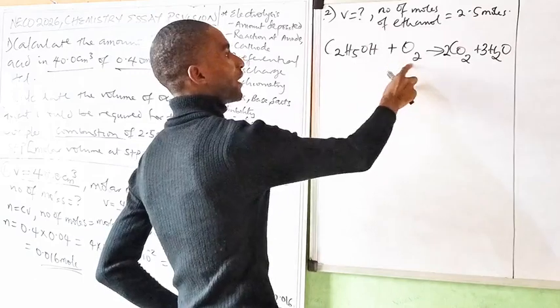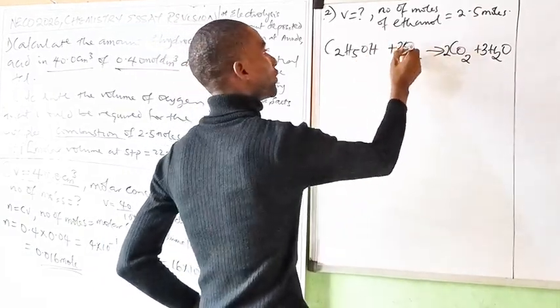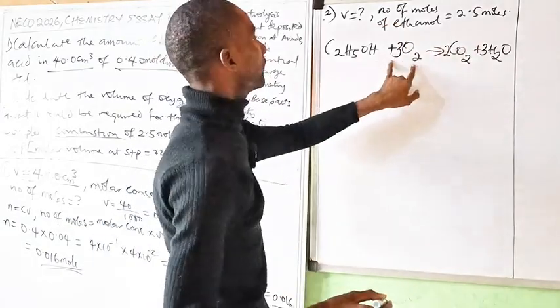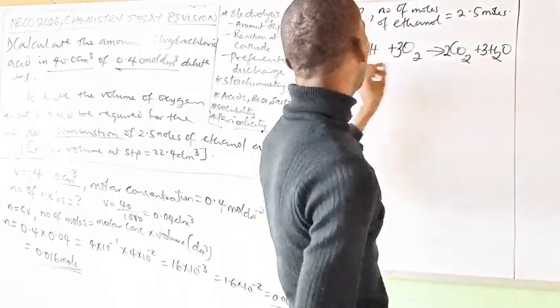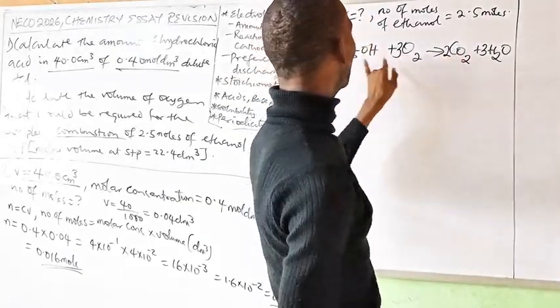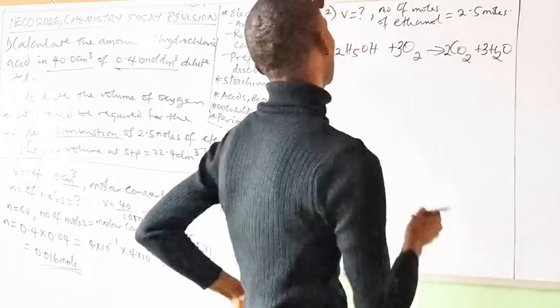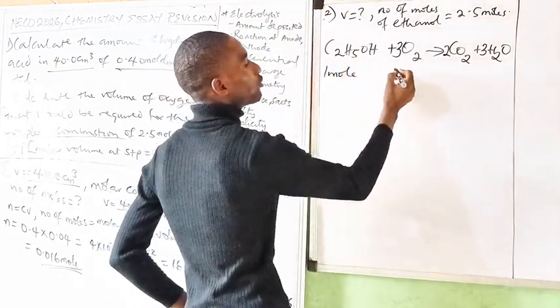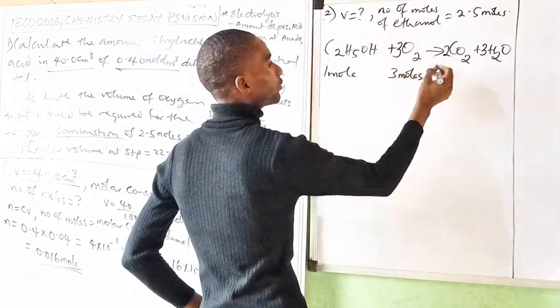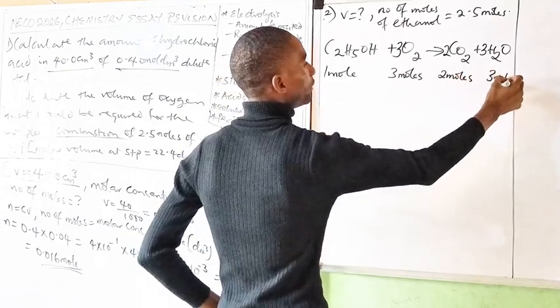Now I need to have 7 here. Out of the 7, this is 1. So I need 6 more. So I'm going to put 3 here. So 3 times 2, this is 6 plus 1 oxygen, 7. Oxygen here is 4 plus 3, 7. Carbon is 2, hydrogen is 5 plus 1, 6. Hydrogen here is 3 times 2, 6. So from this balanced equation, 1 mole of this requires 3 moles of this oxygen to give 2 moles of this and 3 moles of this.